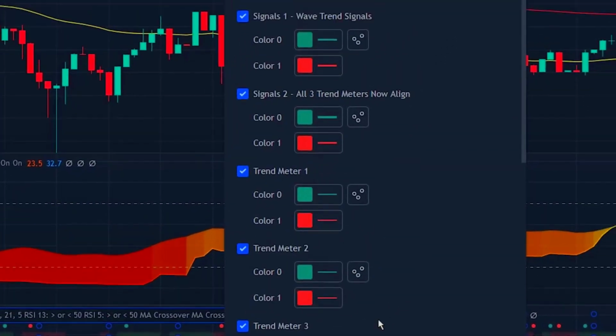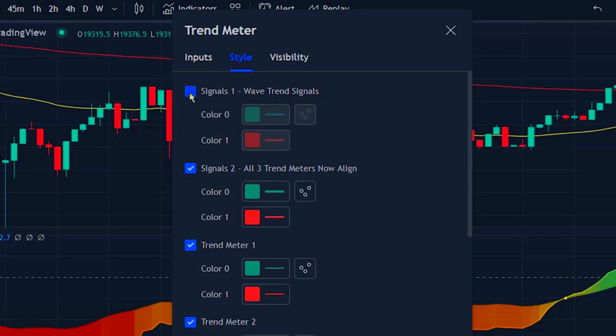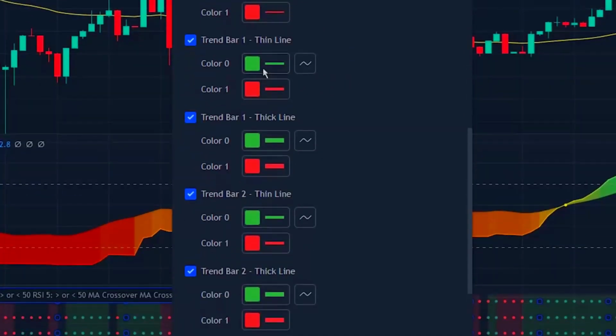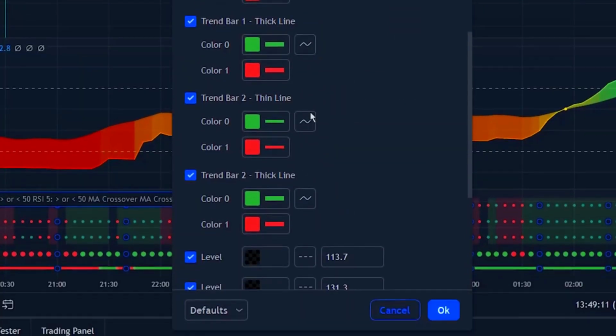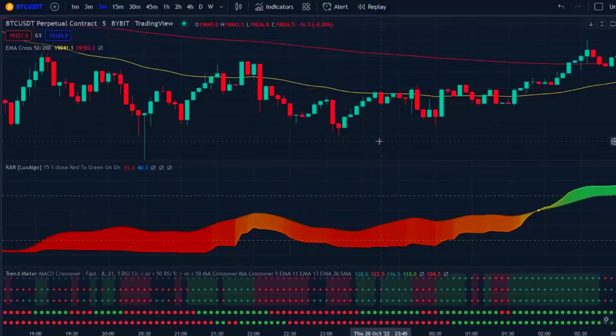Go to the Style settings and deselect the Wave Trend Signals. Do the same for the Trend Meter Align. Now scroll down and change both the thin trend bar lines to circles. This will make it easier for us to read this indicator. We are now done with changing the indicator settings.